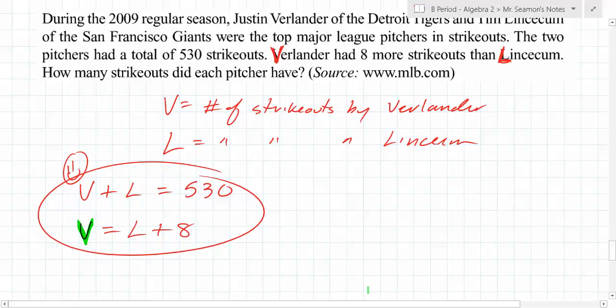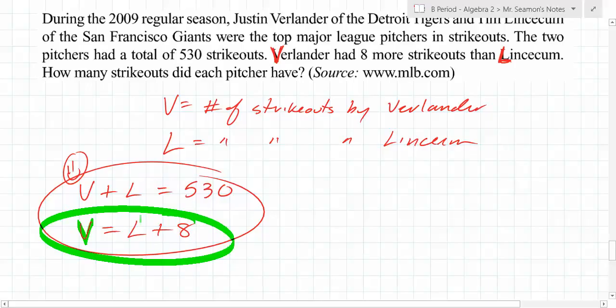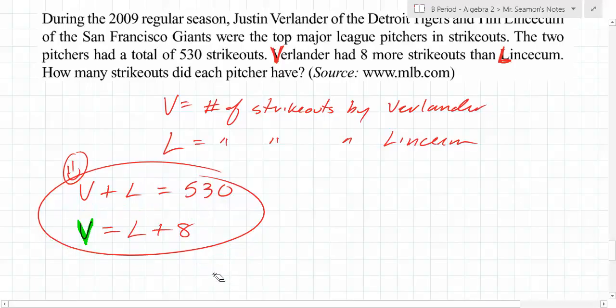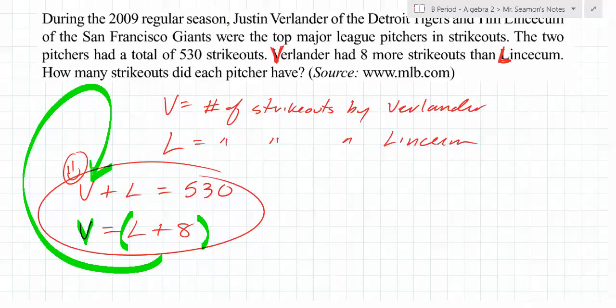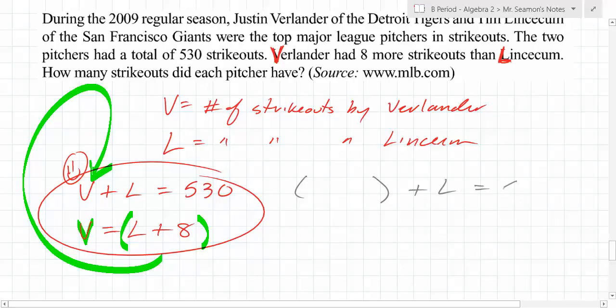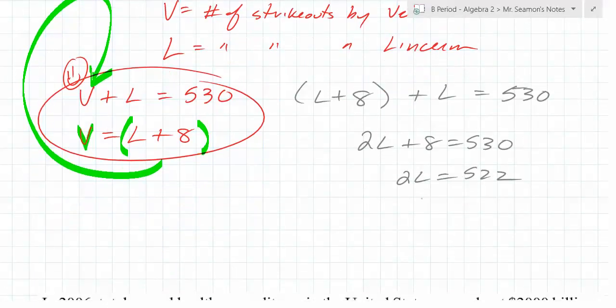So where can we plug that in? Sarah, where can we plug that in? V equals L plus 8. Where do we plug that in? You take this and put it where V is. So what do we end up with? V plus L is equal to 530, right? But what do we plug into that blank? L plus 8. So how many L's do we have on the left? So you have 2L plus 8 is equal to 530. So 2L is equal to 522. So L is equal to what?